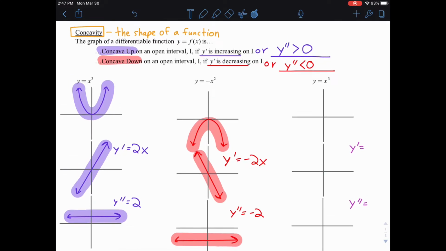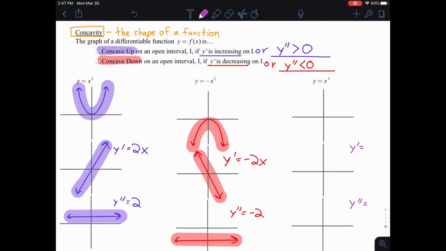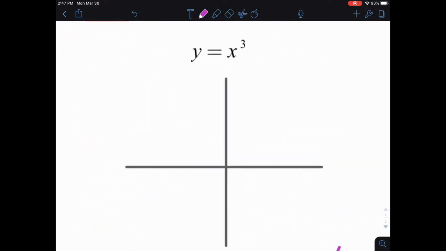And so on both of these examples so far, the concavity is constant throughout their domains. Y equals x squared is concave up, negative infinity to infinity. Y equals negative x squared is concave down from negative infinity to infinity. Our last example here has a mixture of both concavities. Let's look at y equals x cubed.